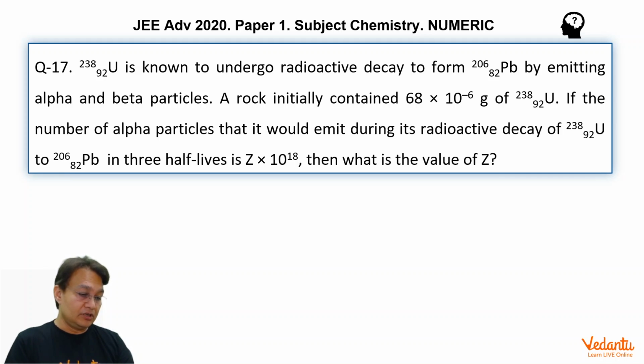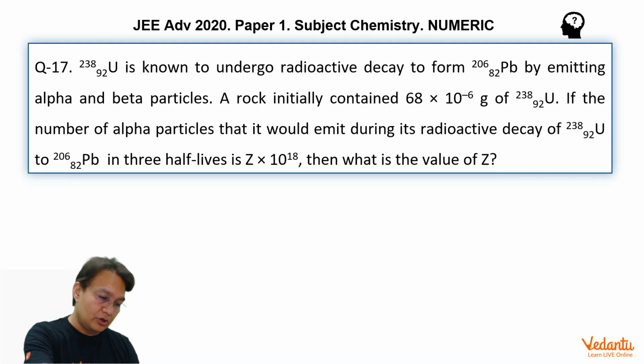In this problem, uranium-238 (92U238) is known to undergo radioactive decay to form lead-206 (82Pb206) by emitting alpha and beta particles. A rock initially contained 68 into 10 to the power minus 6 grams of uranium-238. If the number of alpha particles that it would emit during its radioactive decay in 3 half-lives is Z into 10 to the power 18, then what is the value of Z?